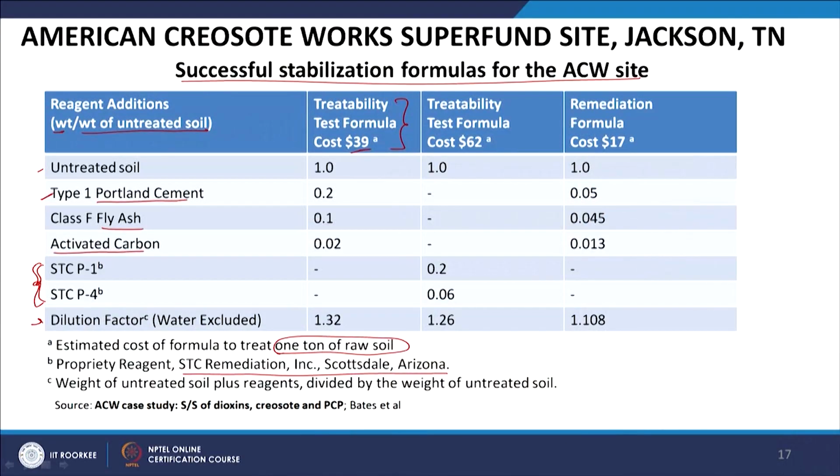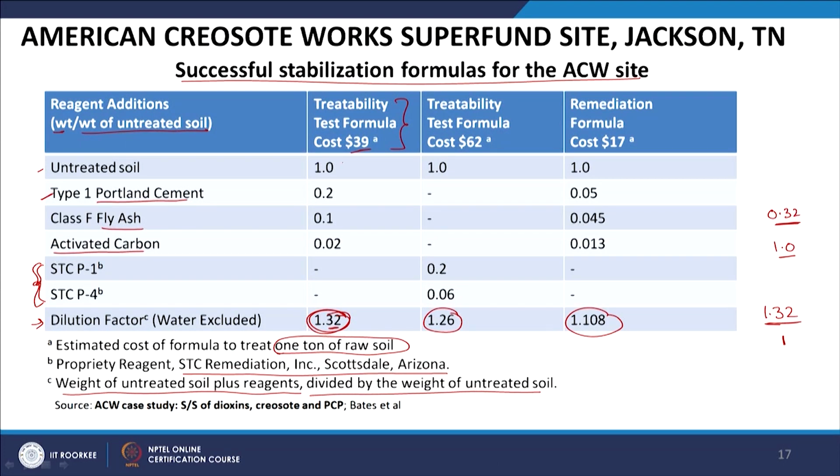And then the dilution factor, excluding water, let us say, which is the weight of untreated soil plus reagents divided by the weight of the untreated soil. So this gives you an idea about the total amount of binders that obviously need to be put in. So here 0.32 is the amount of your binders and the other additives that you are putting in, and 1 is obviously the weight of your solid, right. So 1.32 is the total weight of your binders, admixtures and soil, and 1 is the weight of your untreated soil, right.